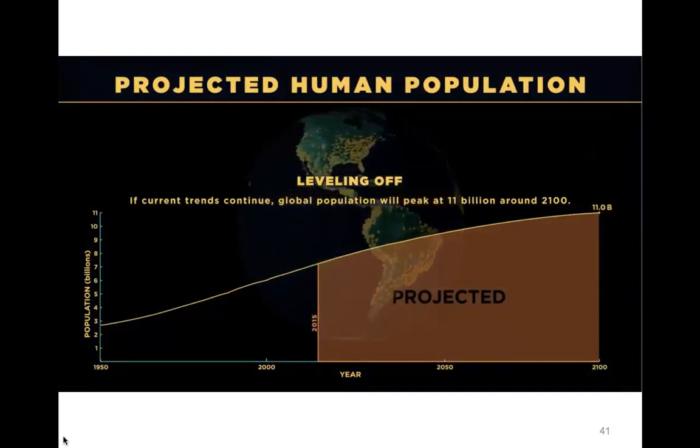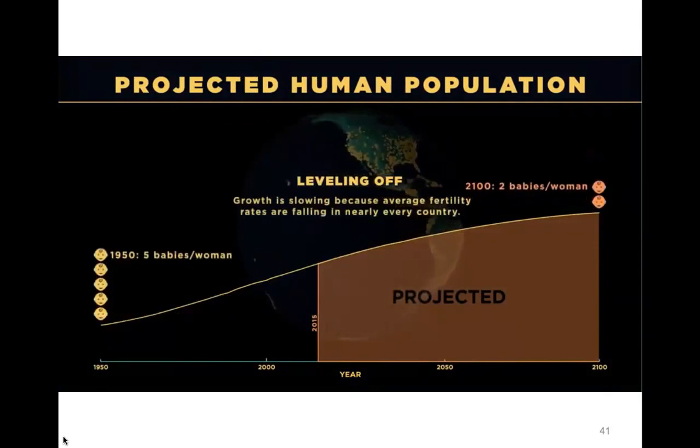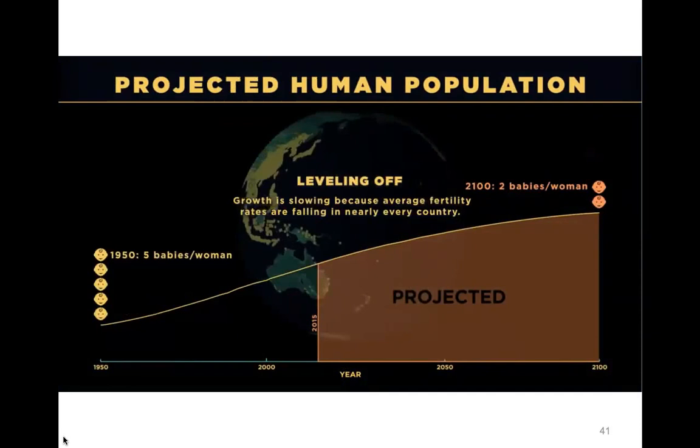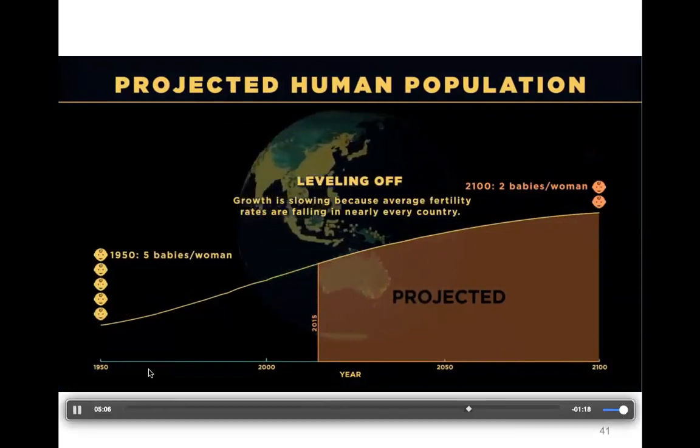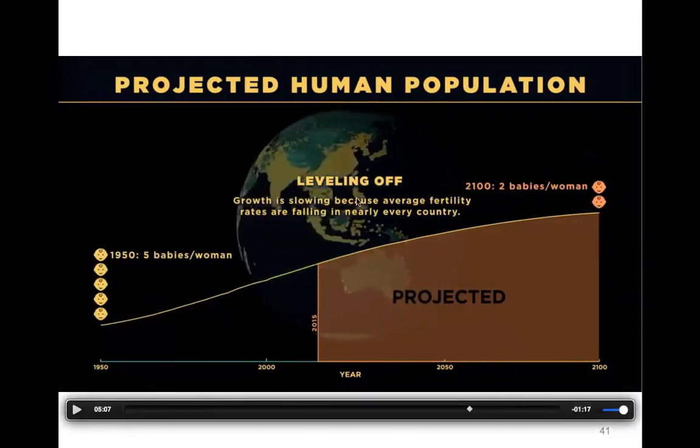That kind of looks like it's approaching carrying capacity, actually. Ah, yeah, that's interesting. So growth is slowing because the average fertility rates are falling in nearly every country. Fertility is not how many children you choose to have, but how many children you can have. If you look at 1950, fertility was 5 babies per woman, and now it's 2. That's interesting.